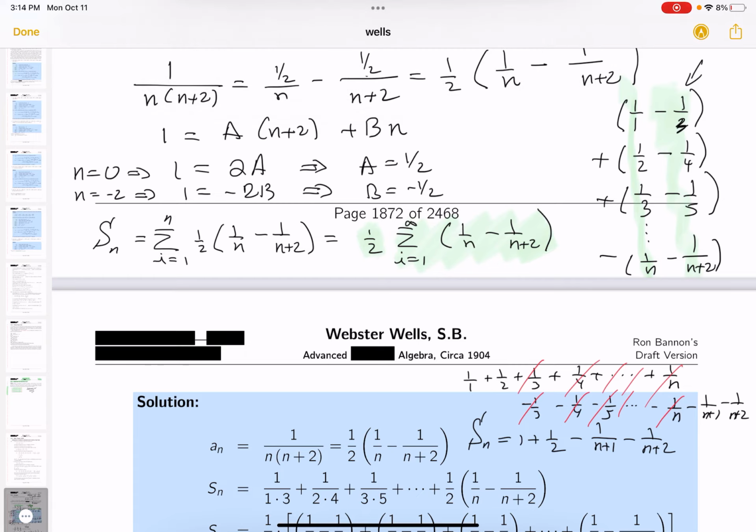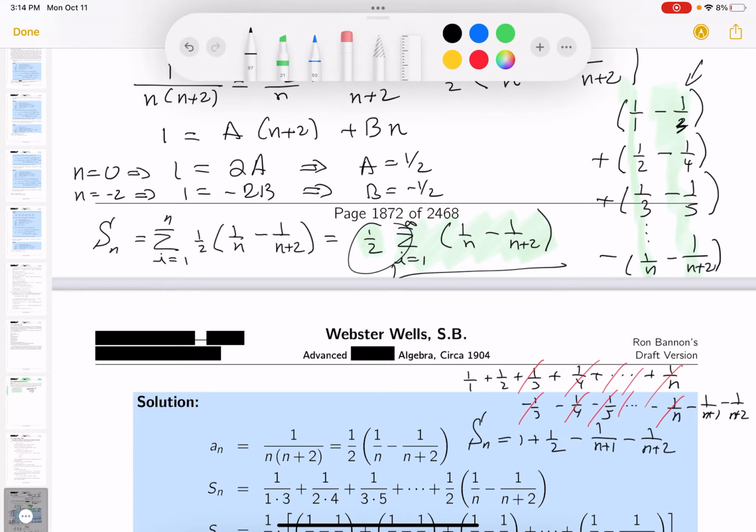Oops, I forgot. There's a half in front of that. I just did this. I forgot the half. Let me put that in for you. Get my eraser out. And I'll write that down for you. So Sn, yes, I know I'm writing over my work, is 1/2 times this sum.